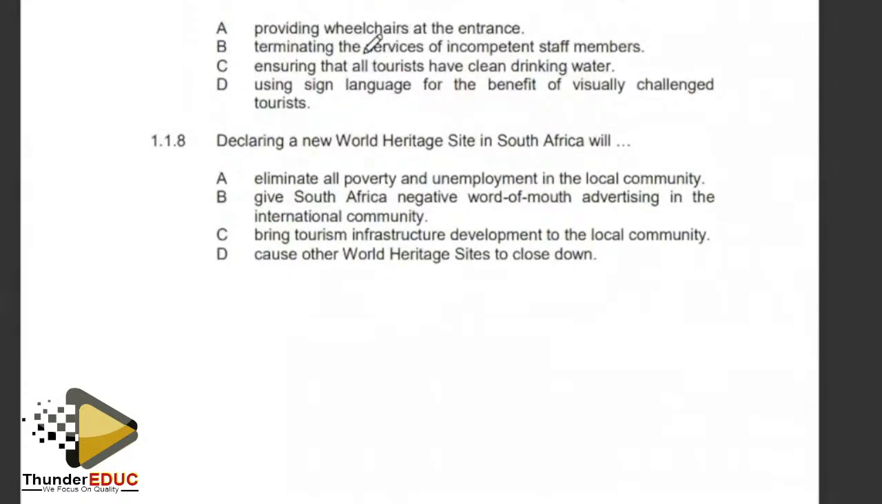1.1.7, Ushaka Marine World caters for people with disabilities by. This question actually falls under the factors which contribute to the success of a tourist destination. We do have 8 factors which contribute to the success of a tourist destination. So out of the options which we are given, we are supposed to choose one which matches the catering of people with disabilities.